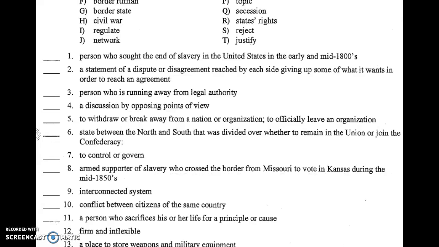Number 6, this is a state between the North and the South that was divided over whether to remain in the Union or join the Confederacy. Number 7, this word means to control or govern. Number 8, this is an armed supporter of slavery who crossed the border from Missouri to vote in Kansas during the mid-1850s.